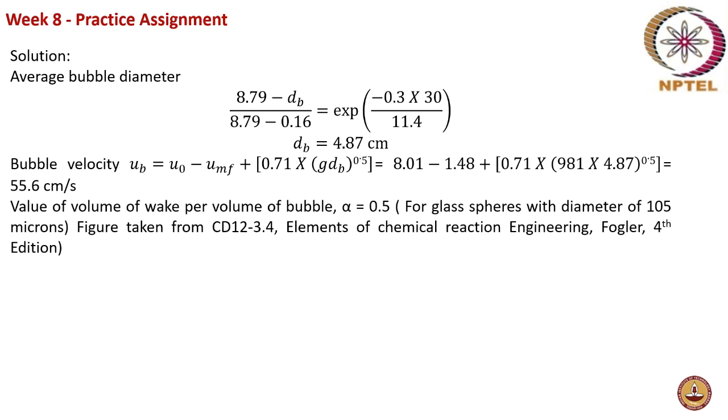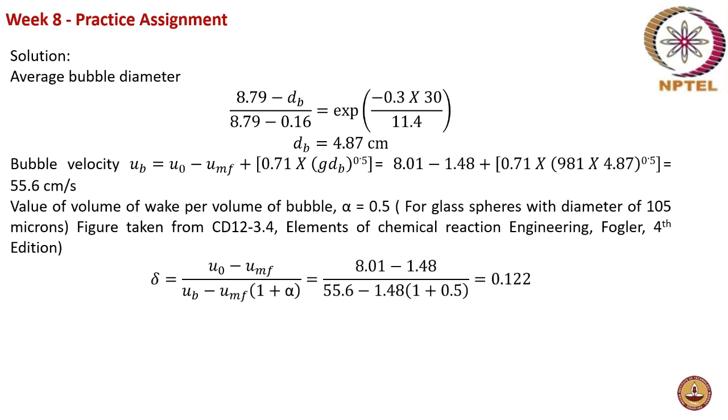Okay, here again we have to find out alpha. So, here again in this question, the diameter is 105 microns. In the previous question, we had the diameter to be 100 microns. So, similar glass spheres. So, the alpha value is going to be very similar, that is 0.5. So, assuming alpha to be 0.5, now we can find out the expression for delta. So, your delta is (u naught minus umf) by (ub minus umf) into (1 plus alpha), where substituting all the terms, you end up with delta, the volume fraction of bubble, to be 0.122.